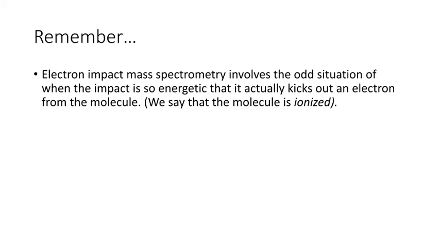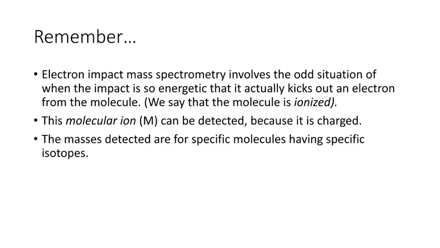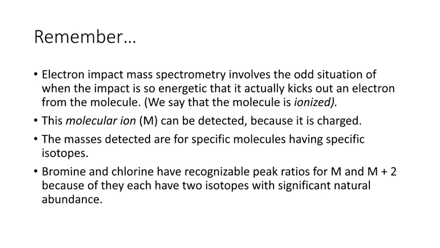All right, so remember, electron impact mass spectrometry involves the odd situation of when the impact is so energetic that it actually kicks out an electron from the molecule. We say that the molecule is ionized. The molecular ion produced can be detected because it is charged. The masses detected are for specific molecules having specific isotopes. Bromine and chlorine, in particular, have recognizable peak ratios for M and M plus 2 because they each have two isotopes with significant natural abundance.